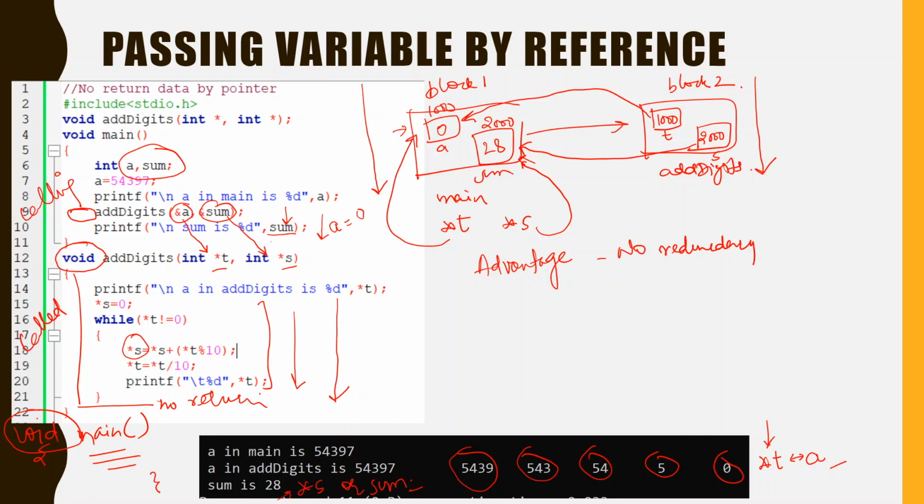That was the disadvantage of passing parameters by value. Now there is no redundancy because only one copy of the actual variable is created, and that is available in the calling function. The called function does not create a new value or a copy of the value of the actual parameters. The other advantage is that there is no need of passing parameter values, and also no need of return.